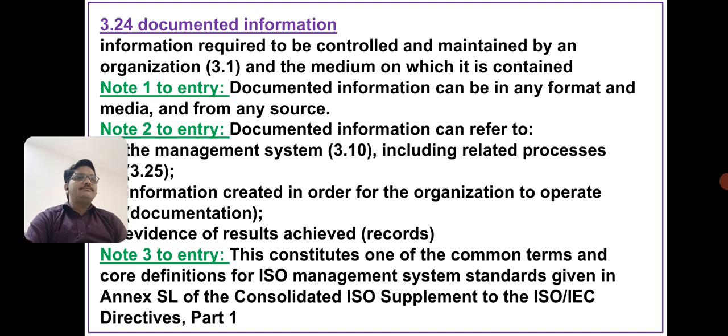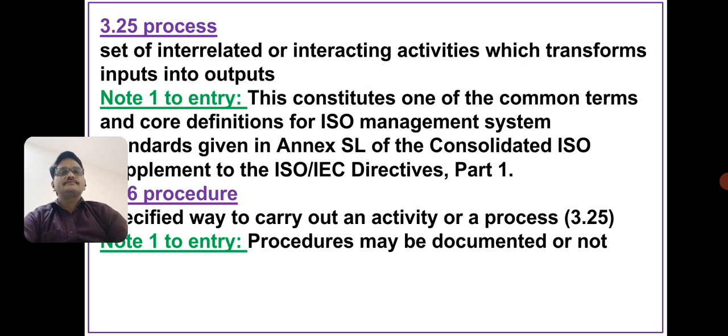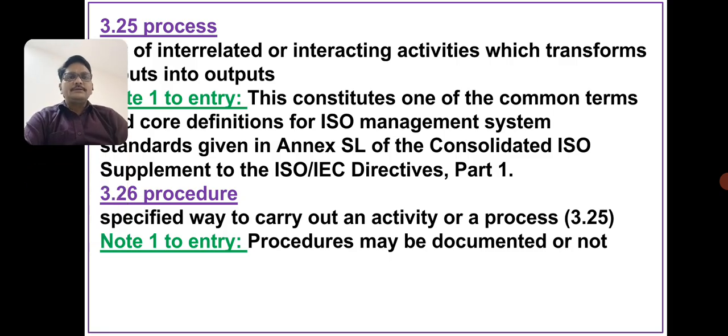Next is documented information. Information required to be controlled and maintained by the organization, and the medium on which it is contained. Process is a set of interrelated or interacting activities which transform inputs into outputs. Procedure is a specified way to carry out an activity or a process.